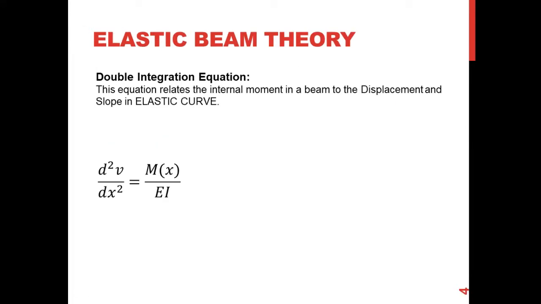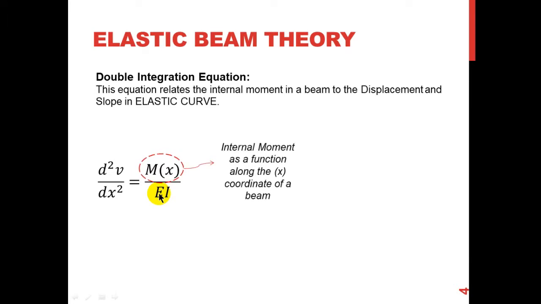The double integration equation is derived using the curvature. I'm not going to go through that theory, but this is what you need to work with in order to find the deflection of a beam. I have the moment and the flexural rigidity, EI. The internal moment, M(x), is the internal moment as a function along the x coordinate of the beam. I'm going to talk more about this. And the flexural rigidity, I already said, is a constant along the beam. So this is the curvature.